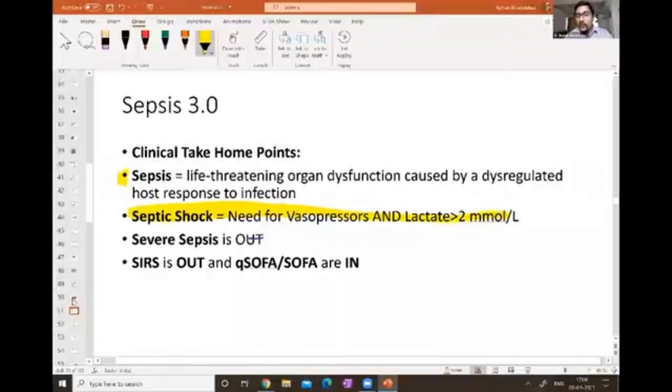Q-SOFA does not include the heart rate. Heart rate is not there in Q-SOFA. It is for SIRS, where you have the pulse rate more than 90, not for Q-SOFA. How does Q-SOFA work? Q-SOFA is just a score. So if the patient is meeting these criteria and there is a known focus of infection, you will call it sepsis then.